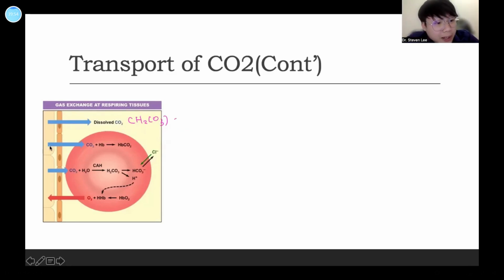Another one, actually, they can come in, go inside the red blood cell, and combine with hemoglobin, forming carbaminohemoglobin. This one is about 20%. About 20% of the CO2 is transported in this way. The majority of the CO2 is transported in this third way.